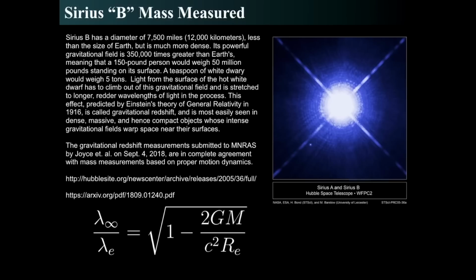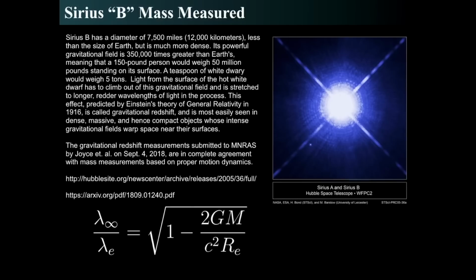And therefore, a teaspoon of this white dwarf material wouldn't weigh a pinch, wouldn't weigh a gram. A teaspoon of salt is a couple of grams. No, a teaspoon of white dwarf would weigh 5 tons, which is about the same mass as 2.5 or 3 SUVs, which is crazy, or 2 Humvees.